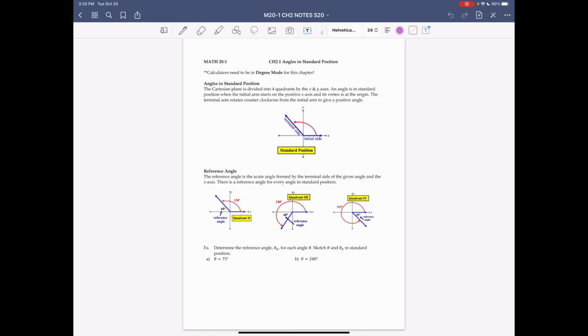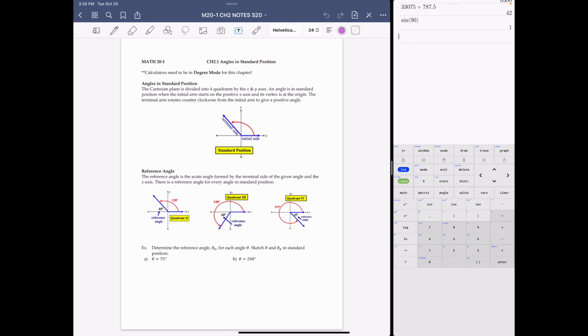Chapter 2.1, Angles in Standard Position. A note, your calculator needs to be in degree mode for this chapter. So if you have a TI, to put it in degree mode, you're going to go Mode, down to where it says radians degrees, over to highlight degrees, hit Enter, and then you can hit Exit. And you can check to make sure that you're in degree mode by doing sine 90. It should equal 1. If it equals 1, you're in degree mode.